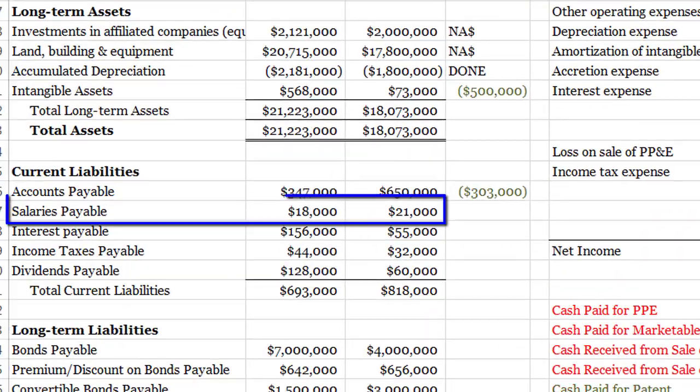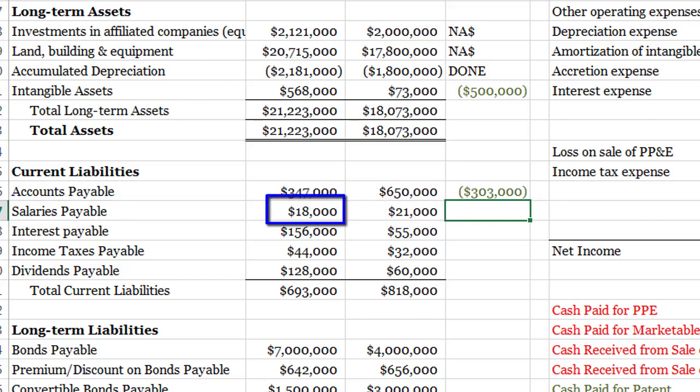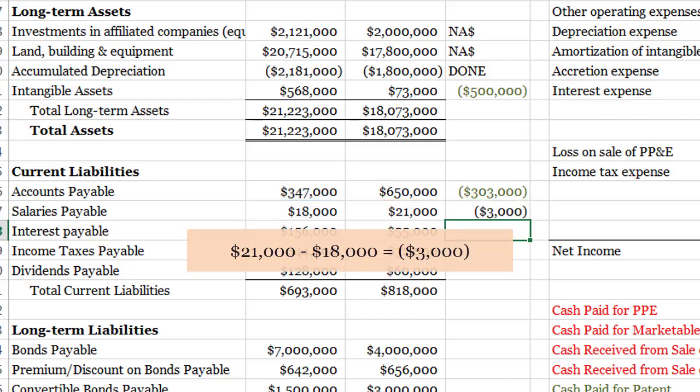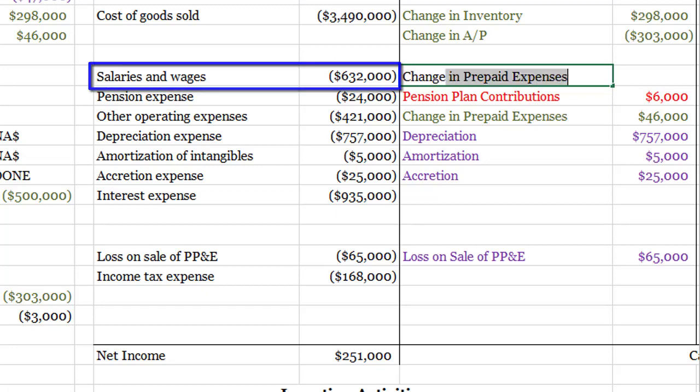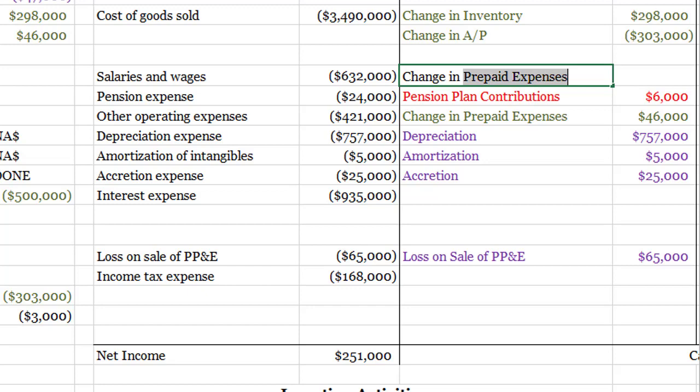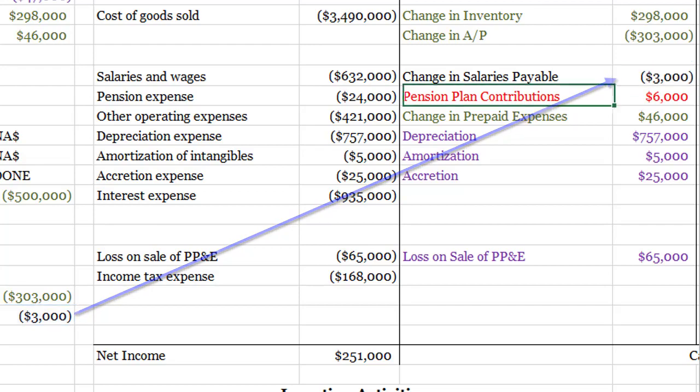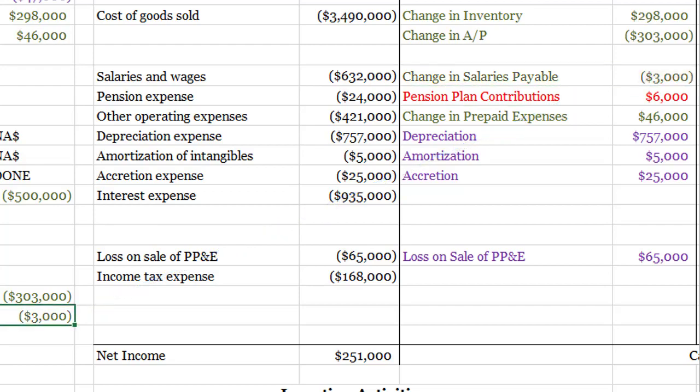Next is our salaries payable. And again, we can use this salaries payable to help us reconcile between our salaries and wages expense and what we actually paid our employees. So let's see, we went from 21,000 to 18,000, meaning at the end of last year, we owed them 21,000. If that drops to 18,000, we must have paid off some of what we owed them. I accrued salaries and wages expense of $632,000, but I paid a little bit more than that. Paid them part of what I owed them from last year. Again, I'm going to mark this in green and this in green.